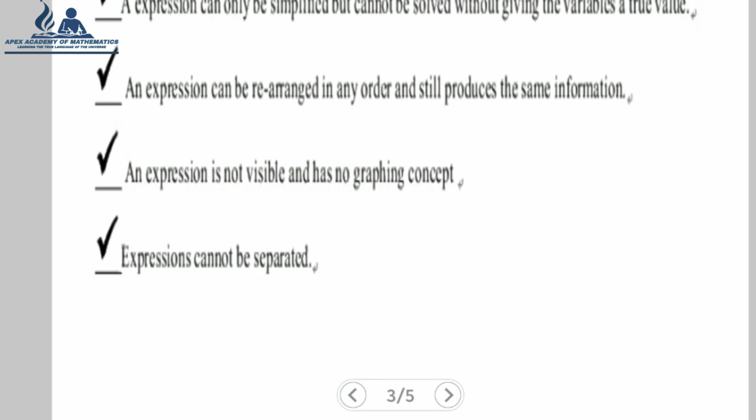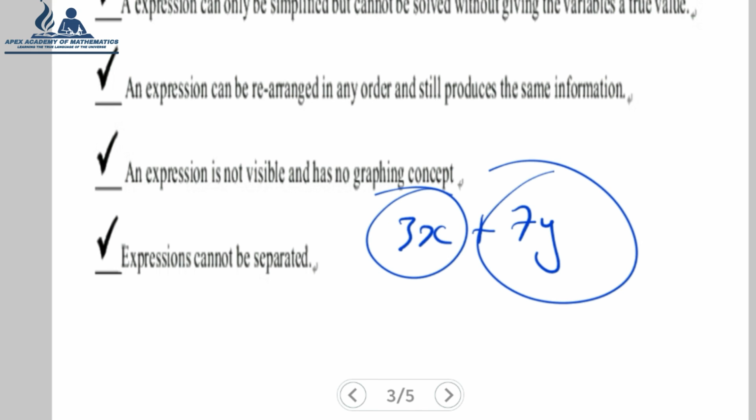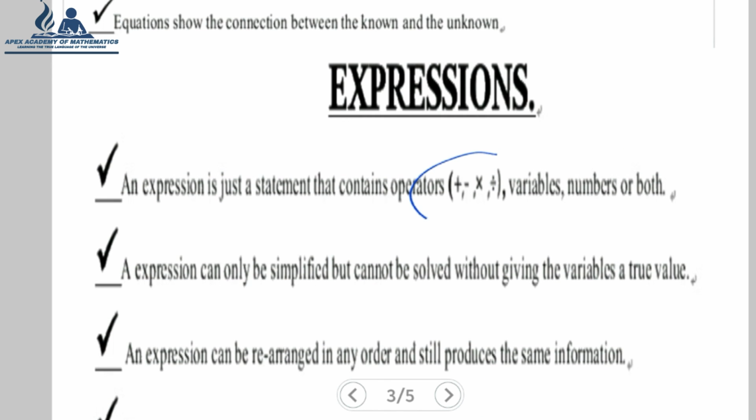And of course, expressions cannot be separated. All right, so let's say that you have, say, 3x plus 7y. You cannot split them apart. Okay, 3x plus 7y goes together, so you cannot look at this separate and look at this separate. They are bound or connected or joined by a plus or a minus sign. All right, so that is what this expression here was saying.